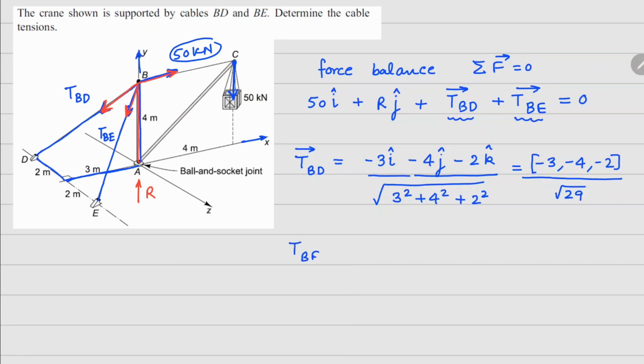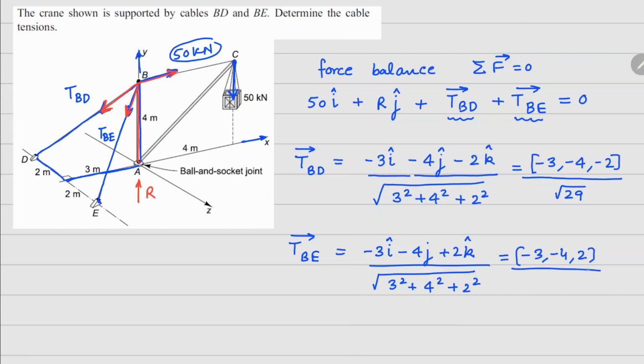Similarly, we can write down TBE. So from B to E, again x is minus 3 i, y is minus 4 j, 2 k cap, and the denominator is the same. So minus 3, minus 4, plus 2 divided by square root 29. So these are the unit vectors. So with these we can multiply the magnitude of these forces. So TBD goes there and TBE comes here.